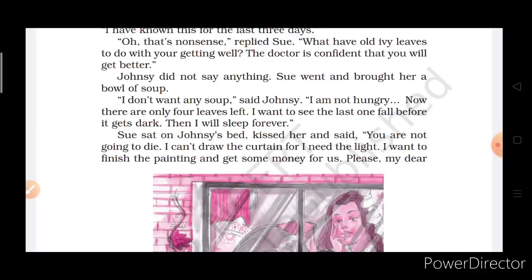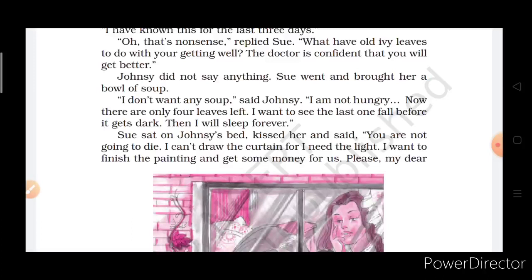Johnsy is not saying anything. Sue goes and brings her soup. Johnsy tells her, "I don't want soup because I am not hungry. There are only 4 leaves left. I want to see the last leaf falling down before it gets dark. Then I will sleep forever." That means when the last leaf falls down, she will die.